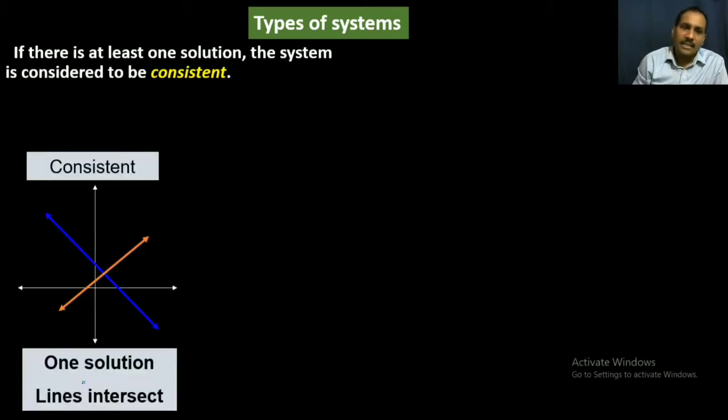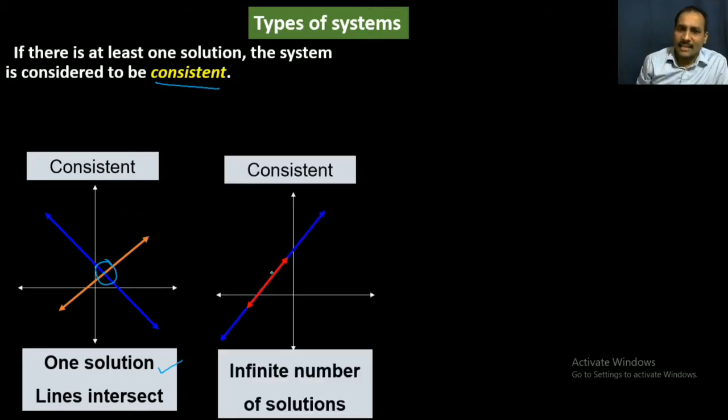For example, if you take this system of linear equations, these two equations are meeting at a point. In this case, it has one solution. Therefore, according to the definition, it is a consistent system. And in the second case, these two linear equations have an infinite number of solutions as they are coinciding with each other. We have learned about the number of solutions in my previous video. So here also there are many solutions, therefore the system is consistent.